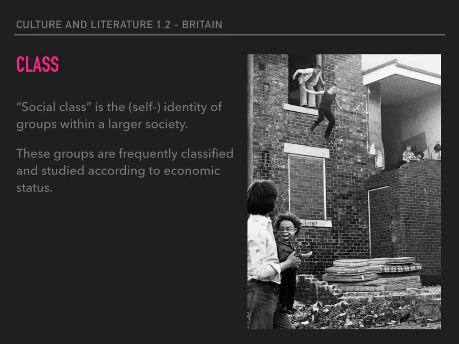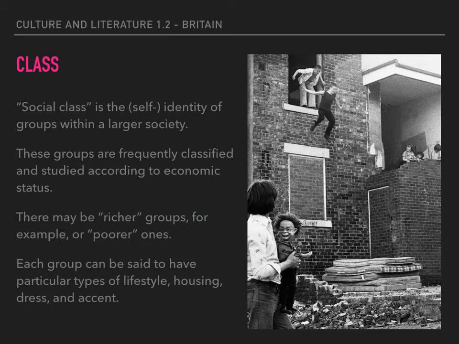Now, groups in social class are frequently classified and studied together as an economic status. Because we live in a society that's based upon money, we look at class as being an economic construct. And that means that we look at groups as being richer or poorer, for example. And each group can be said to have particular styles of lifestyle, particular types of housing, dress, accents, etc.